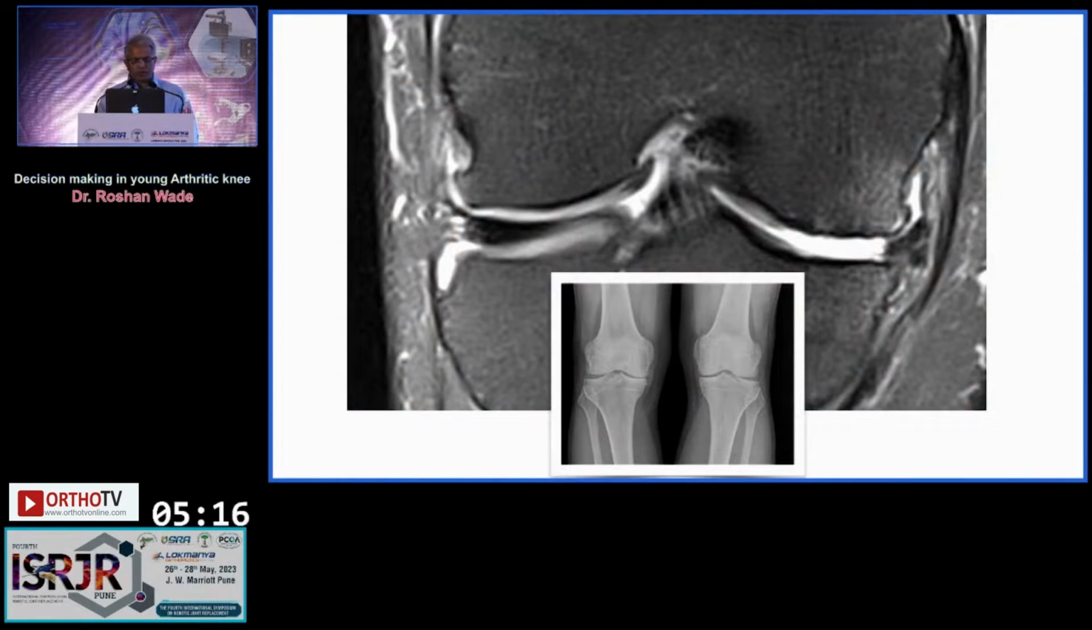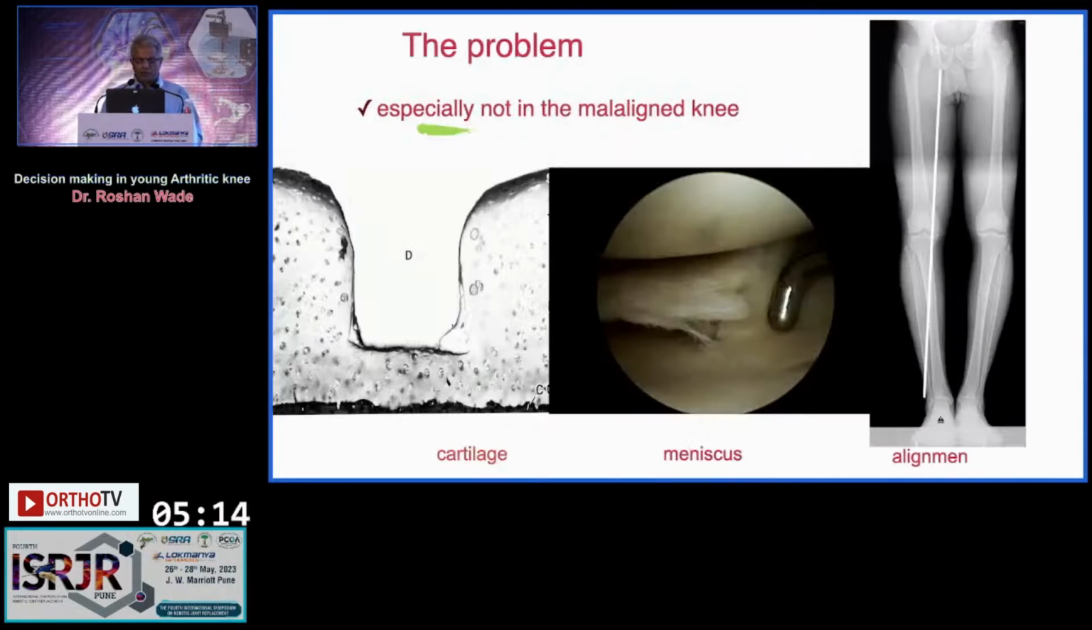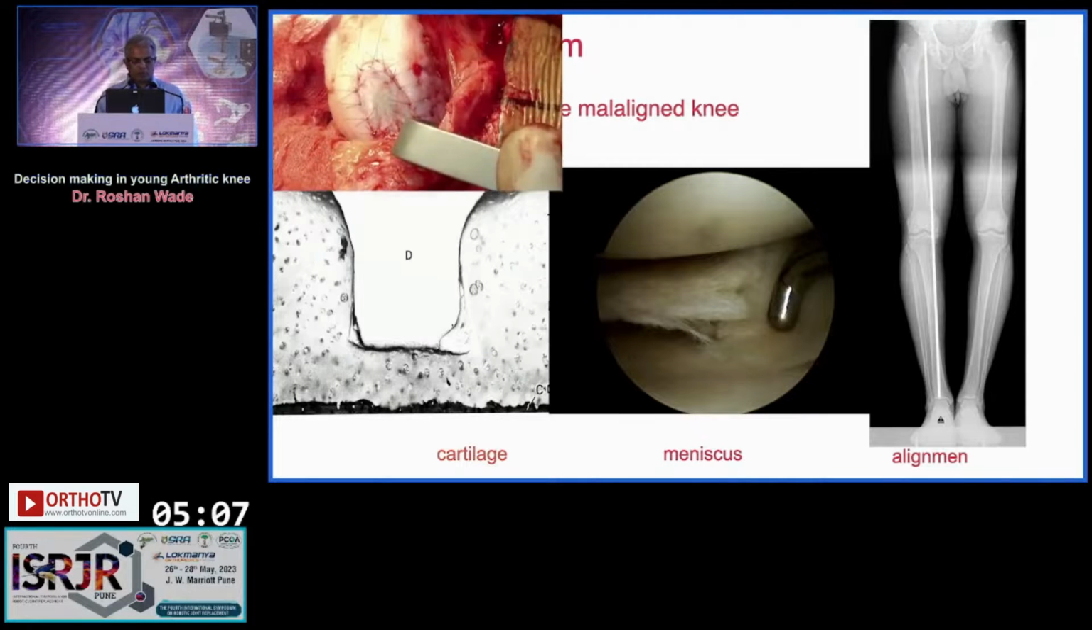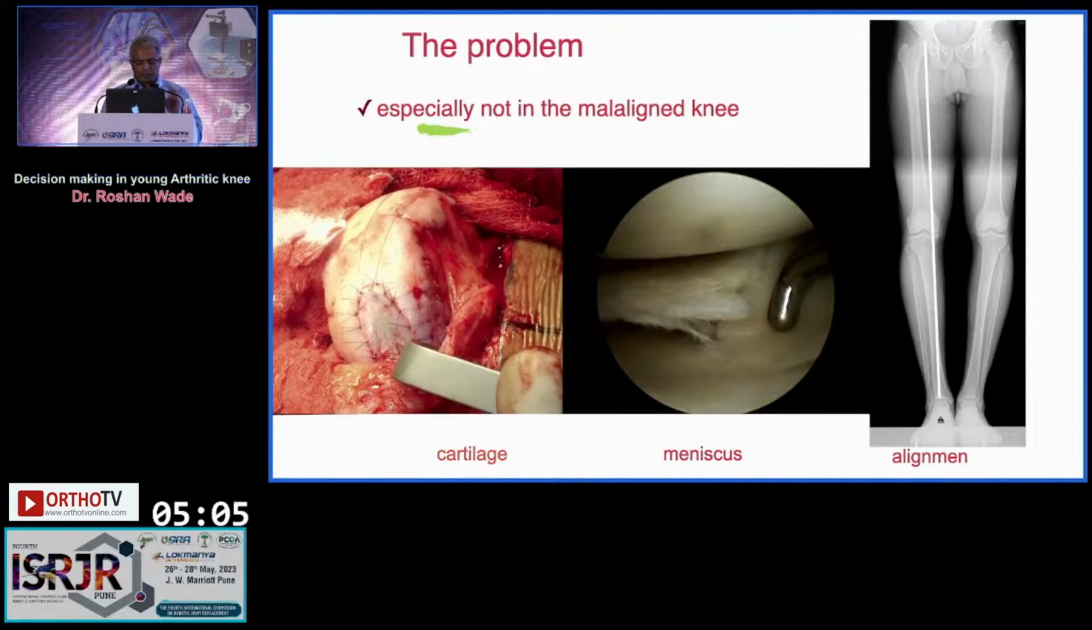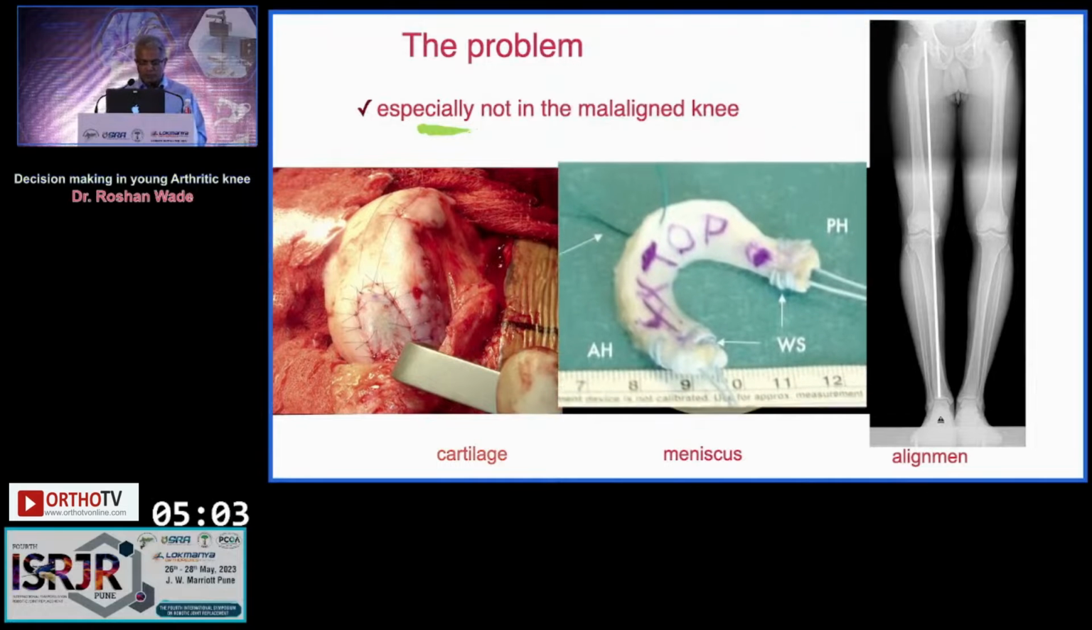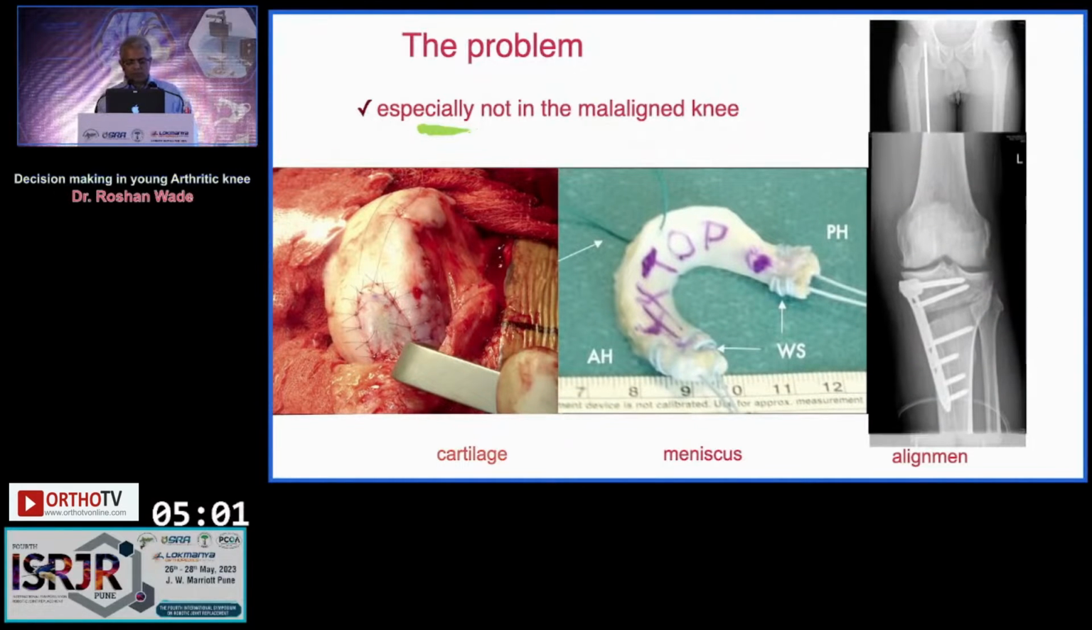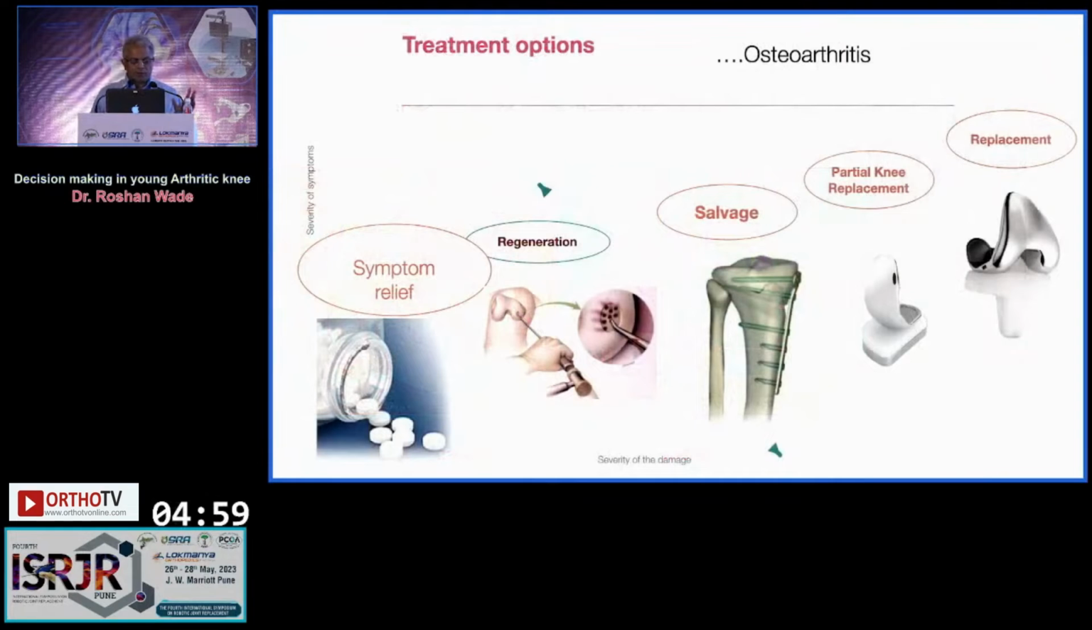The issue of the young arthritic knee has been framed in a few ways, especially cartilage, meniscus, and alignment. In toto, the alignment has to be normal for your cartilage to be functional and the meniscus to be functioning up to the mark, and the most important is the alignment. Keeping all this in mind, ISRJR has designed certain treatment options.